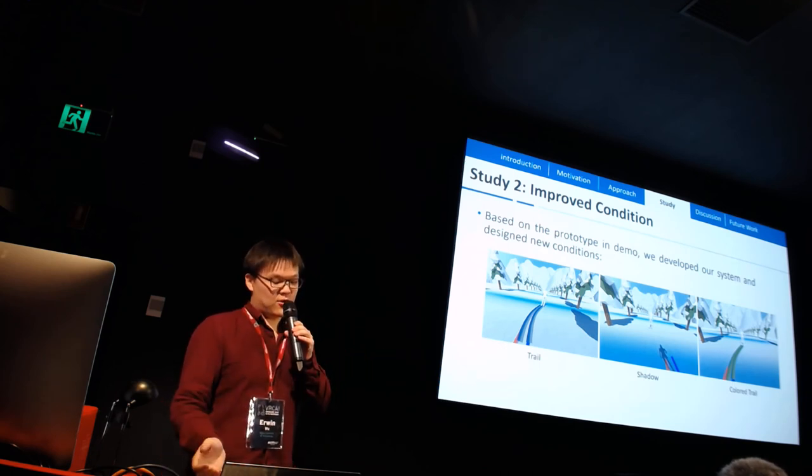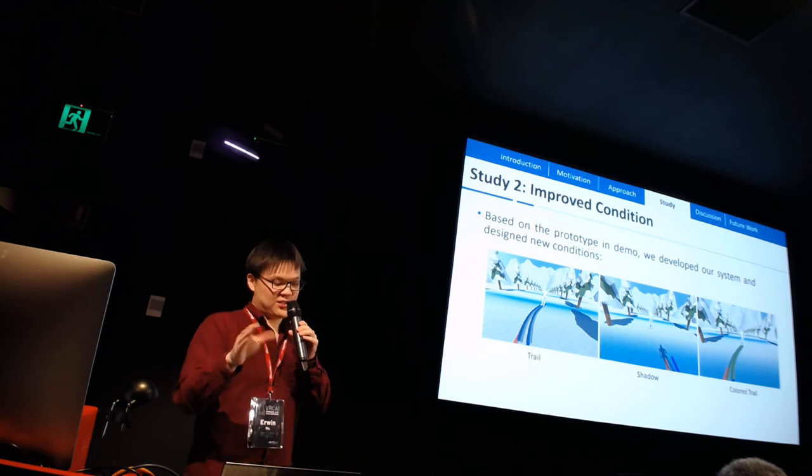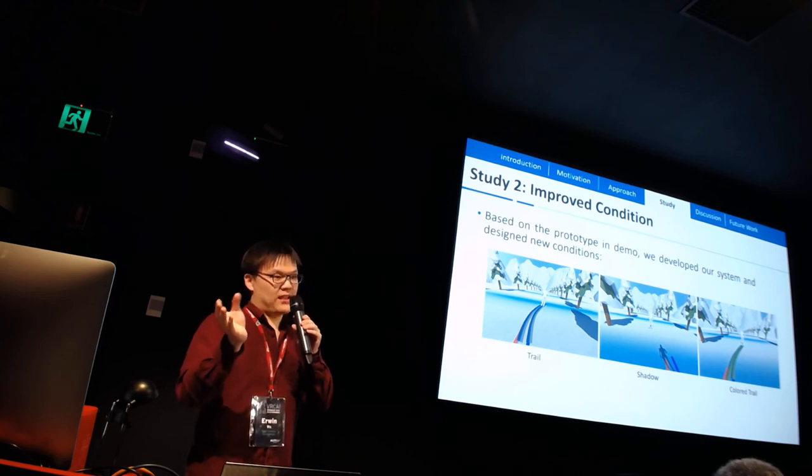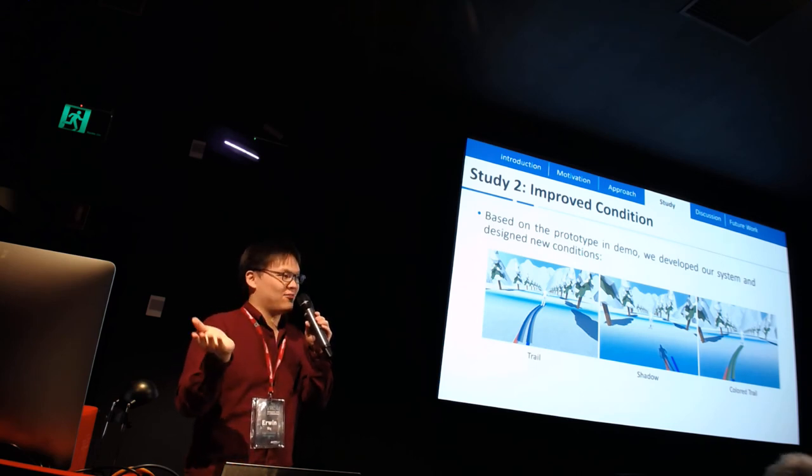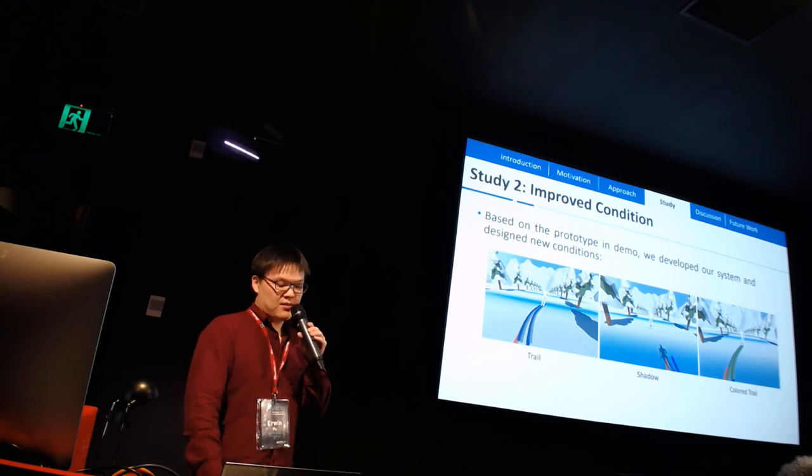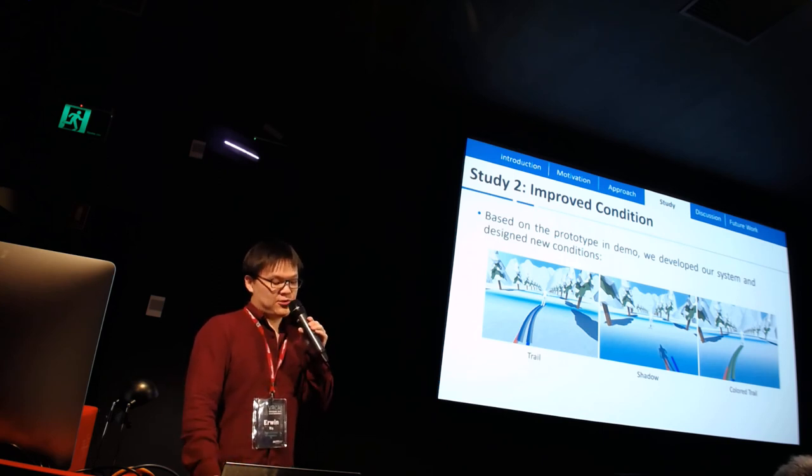to be colored according to the difference of the ankle rotation. So it will be green if the ankle is almost the same. It will become red if there's a big difference. So it's aiming to provide a more intuitive feedback.